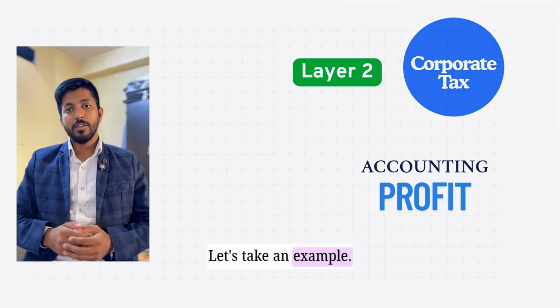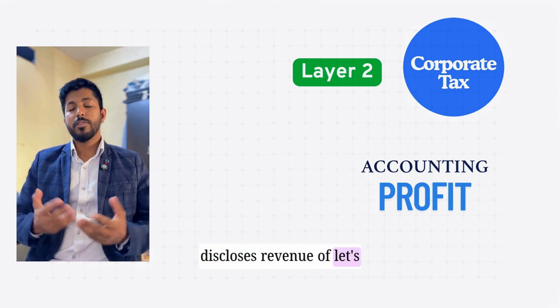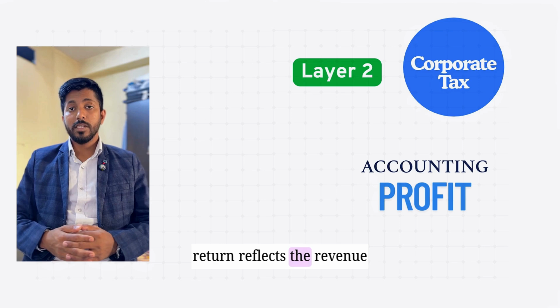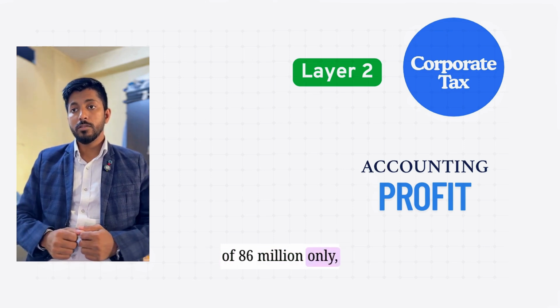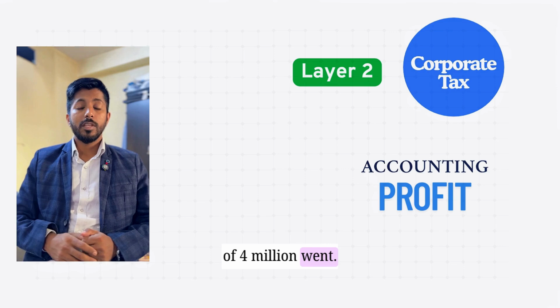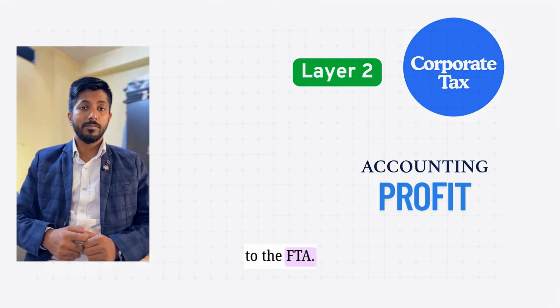Let's take an example. During the period, if your VAT return discloses revenue of, let's suppose, 10 million, and your corporate tax return reflects revenue of 6 million only, then the FTA wants to know where that difference of 4 million went. Appropriate reconciliation will be required to be prepared to justify to the FTA.